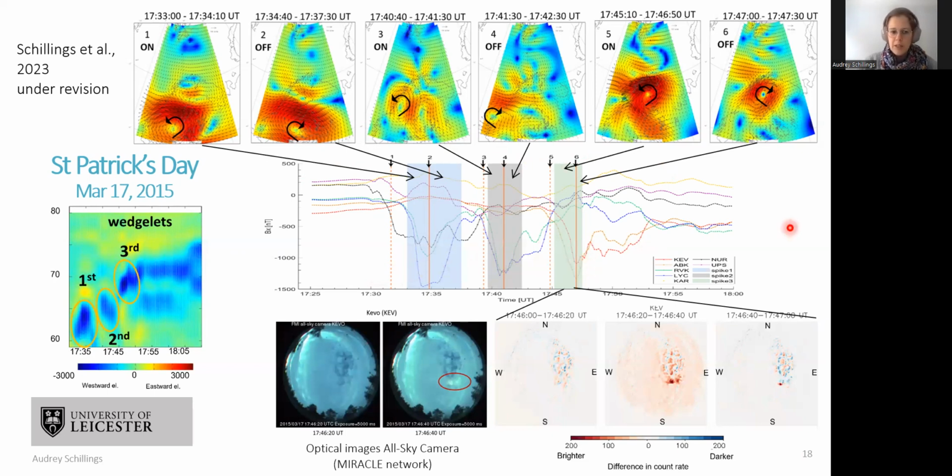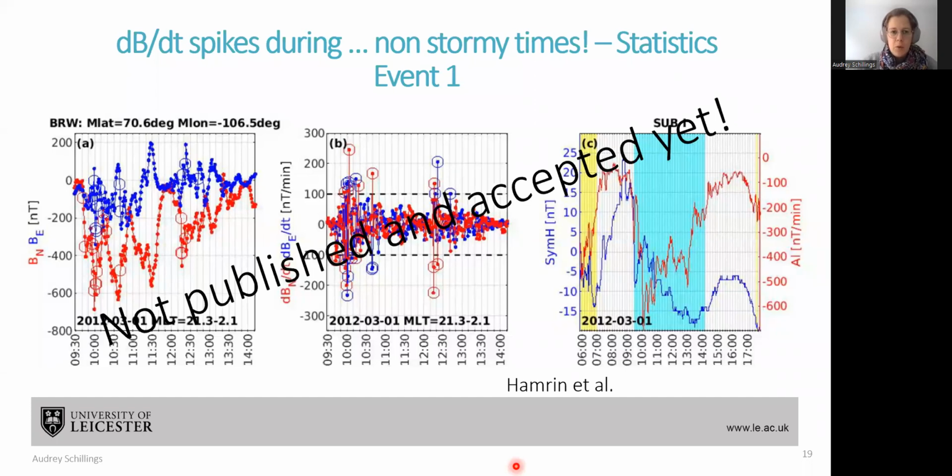And this is very localized because it's not observed in all stations in Scandinavia. We could also see that it's related to some auroral brightening. Now we have talked about DBDT spikes during storms, and now we are going to non-stormy spikes. We have done statistics for non-stormy times, and we found a lot of DBDT spikes when there were no storms, which we do not usually expect.